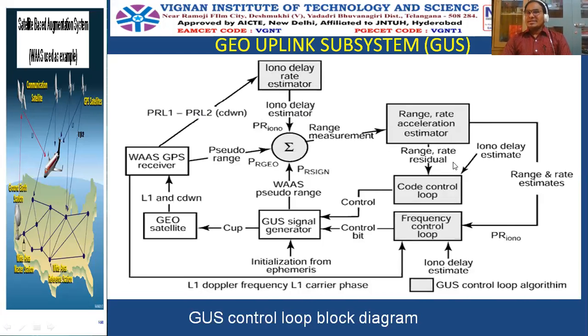And range rate residual, if there is any residue, that is any correction, then that will again be sent to the code control loop, which will again send it to the GUS signal generator. This is a cyclic procedure.